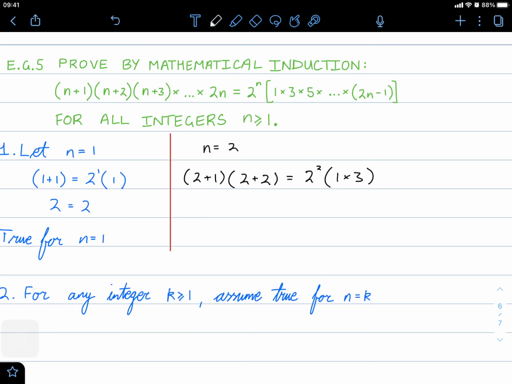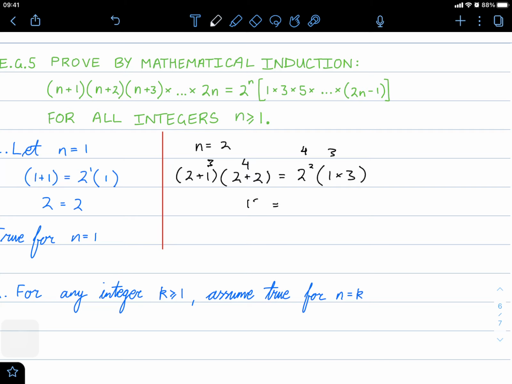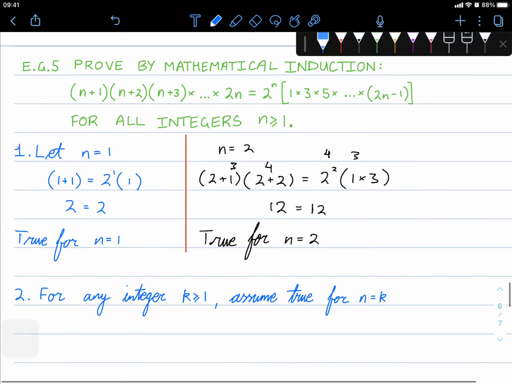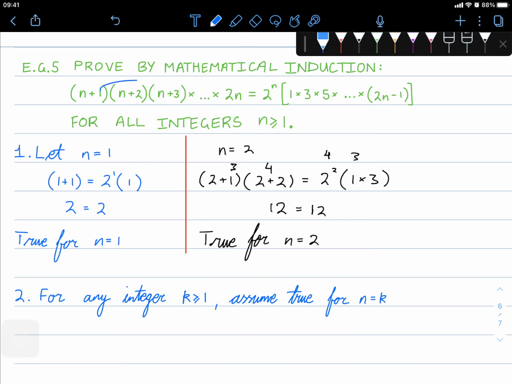This is 3. That's going to be 3, and that's going to be 4. 3 times 4 is 12. 2 to the power of 2 is 4. 1 times 3 is 3. This also gives us, goodness, I even said it, that's 12. And this right hand side is also 12. So this is also true for n is equal to 2. Now remember, you don't have to do that. It's just I'm demonstrating to you how we would use it for this application here.